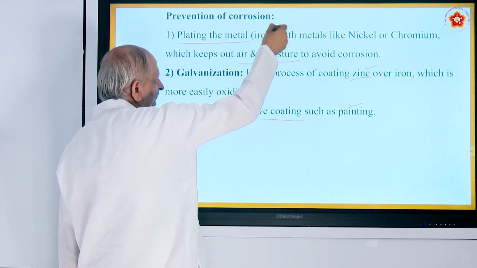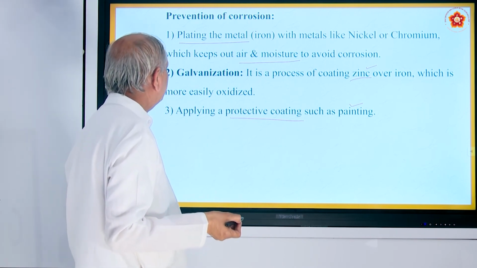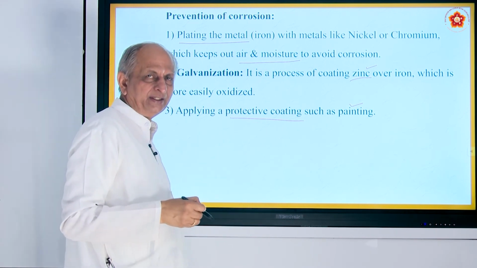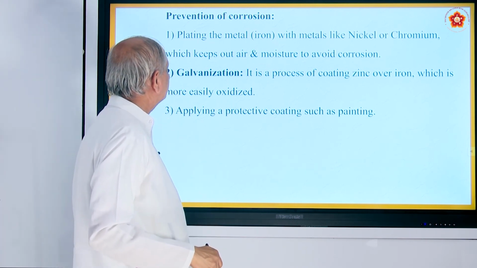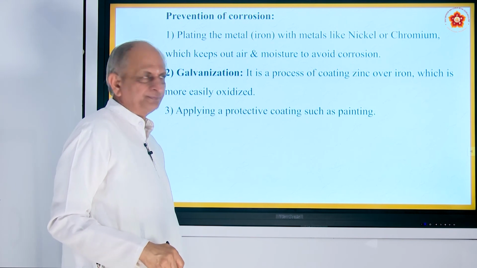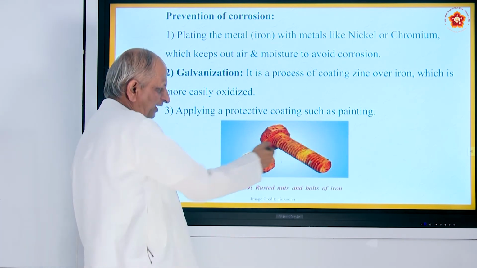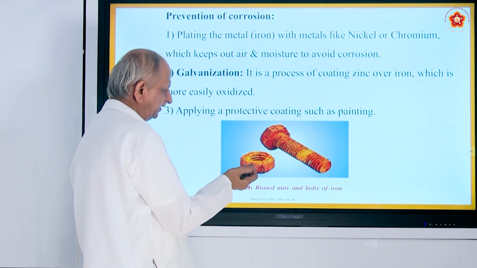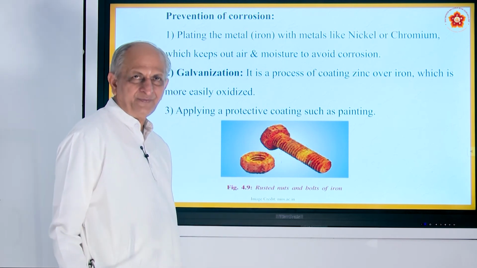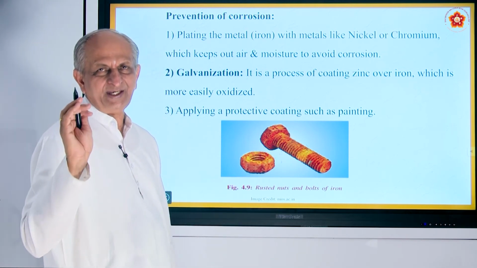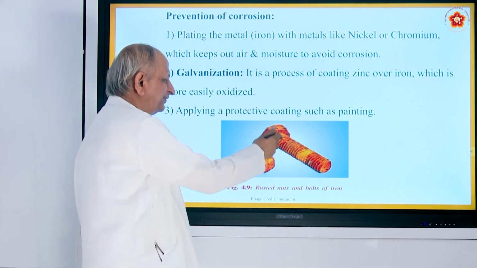Third one is nickel or chromium plating on the metal like that of iron. So this is how corrosion is prevented, especially in the rainy season you find that. For example, these are the rusted ones. This is called bolt, this is called nut, which is rusted. If you keep the iron material in open air, especially in rainy season, this is what happens.